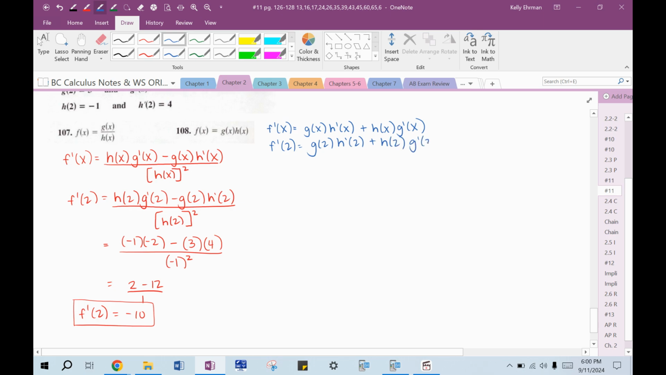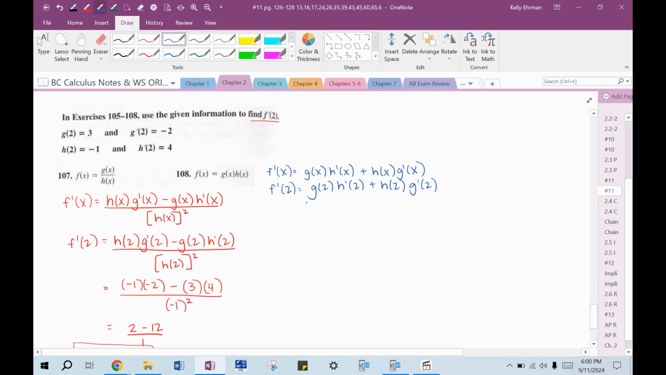I don't think that is necessarily required, but you could just say f prime of 2 equals and start putting the numbers in. I like to have this so I don't make a silly mistake, or I'm less likely to, I should say. Okay, g of 2 is 3. H prime of 2 is 4. Plus h of 2 is negative 1. G prime of 2 is negative 2. 12 plus 2. F prime of 2 is 14.